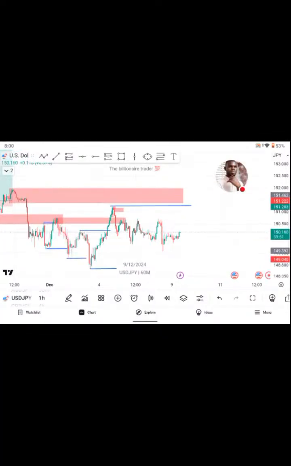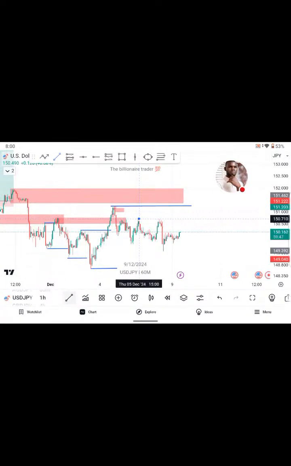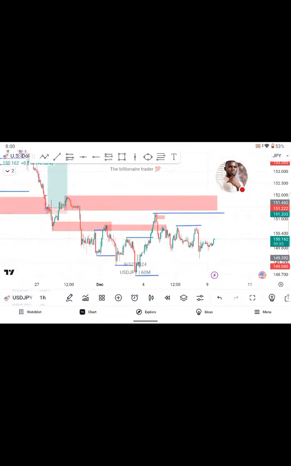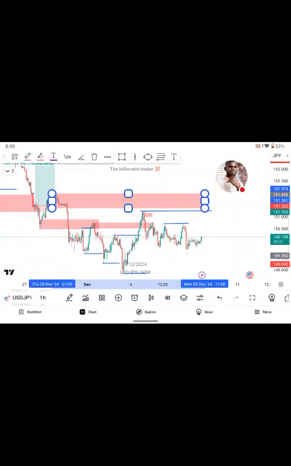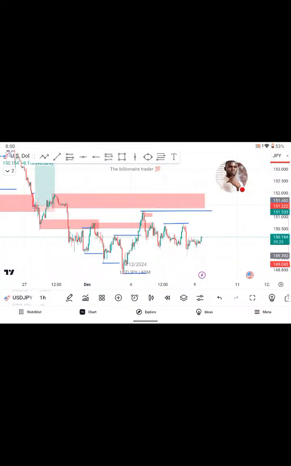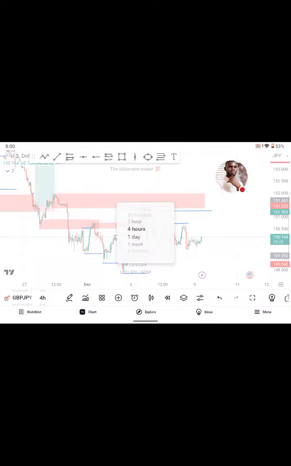And we have this equal high. It is a liquidity, equal highs. That's a liquidity to be taken out. So I'm still going to wait to see what the reaction is going to be. But this is where I'm actually interested in. So let's go to the next one.